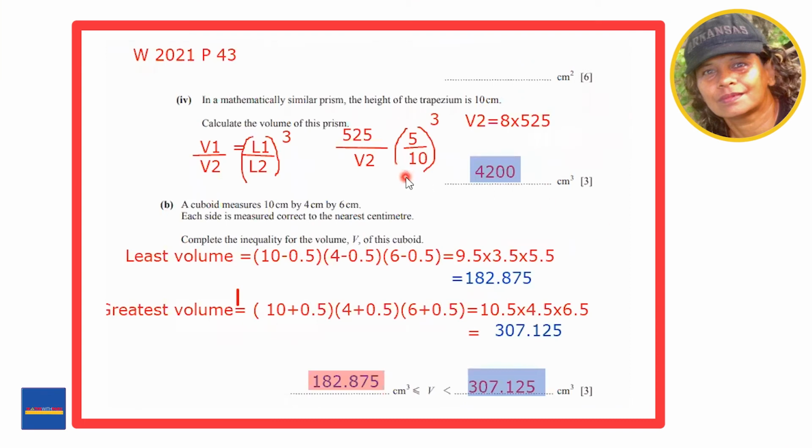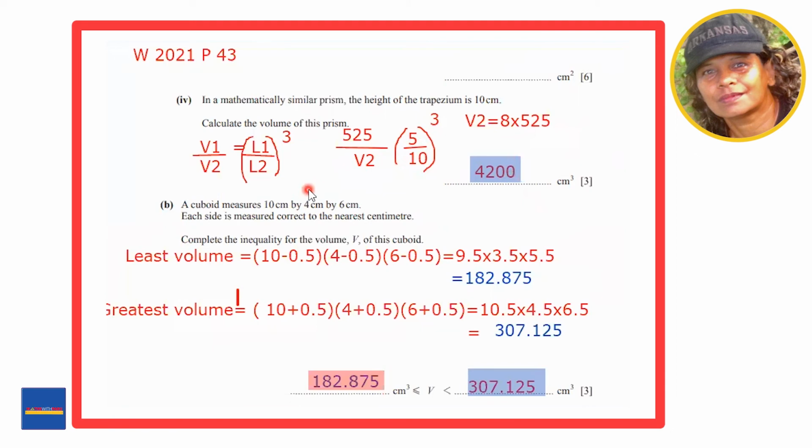Now, part 4 of this, you have a mathematically similar prism. Height of a trapezium is 10 centimeters. Calculate the volume of the prism. We know that V1 over V2 is L1 over L2 cubed. The first trapezium has a volume of 525. The second trapezium we don't know. The first trapezium has a height of 5. The second trapezium has a height of 10. If you divide 5 by 10, you get a half. Half cubed is going to be 1 over 8. So if we cross multiply, V2 is equal to 8 into 525, which is 4,200.